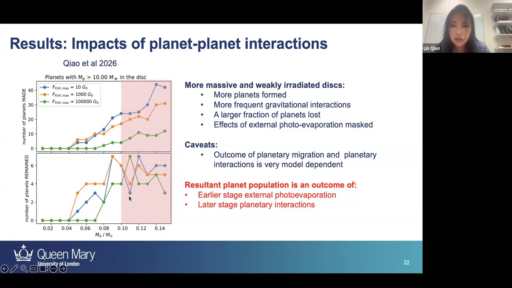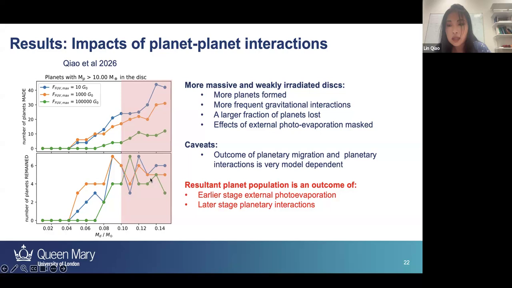However, the bottom figure now shows the number of final planets that are able to survive in the disk at the end of the simulation. And it shows that in the initially more massive disk regime, highlighted by the red shade, the results are now indistinguishable for different levels of FUV radiation. This is because planets initially formed in a disk are also subject to planet-planet interactions. So embryos in disks that are able to grow to planet masses can later on be lost due to these gravitational interactions between each other.